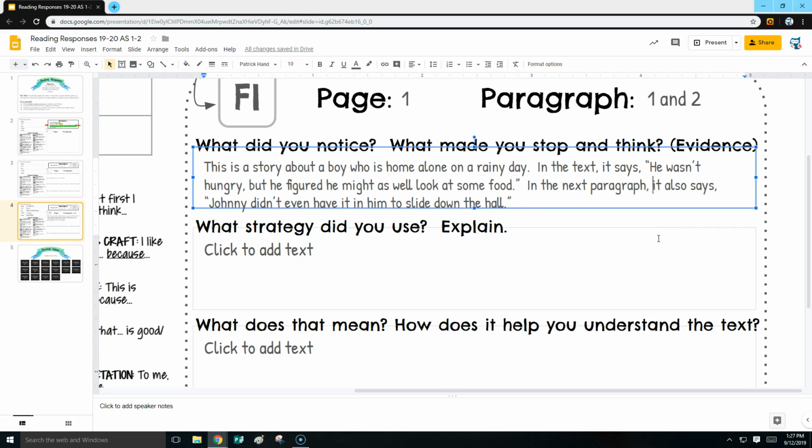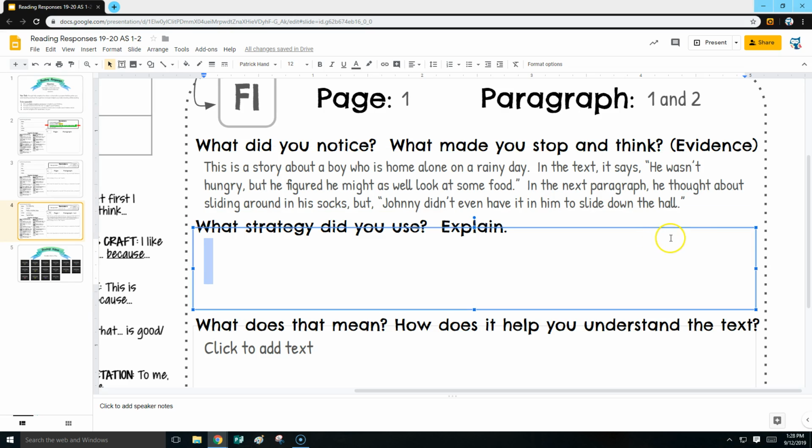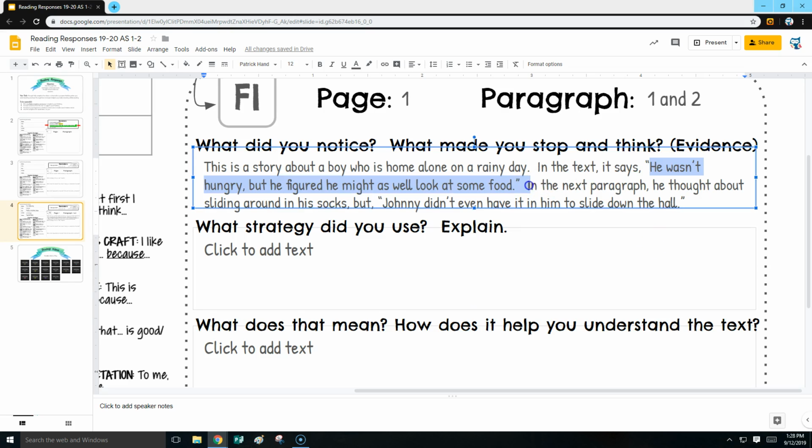So I can say in the next paragraph, he thought about sliding around in his socks, but... take that out of the way. But Johnny didn't even have it in him to slide down the hall. Okay, so I have two pieces of evidence there. I have it in quotes. I put it exactly in quotes from exactly what the text said. I put quotation marks on the outside. I put a comma and a space before, put the period on the inside.